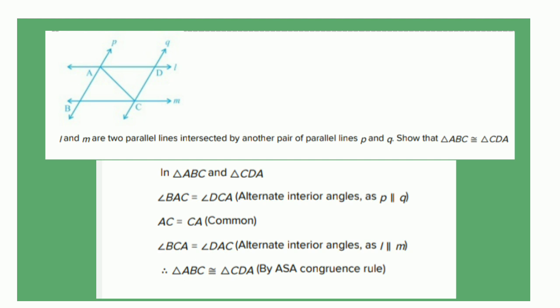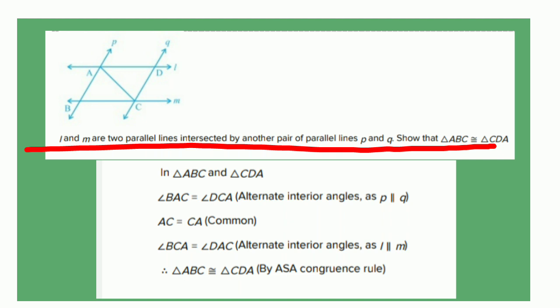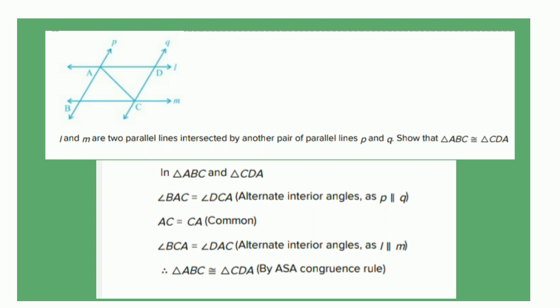Then one more question. L and M are two parallel lines intersected by another pair of parallel lines P and Q. Show that triangle ABC congruent to triangle CDA. For this, we have to consider triangle ABC and triangle CDA. Here the question is given that L and M are parallel lines and P and Q are also parallel lines. Then there is AC, a diagonal, and we have two triangles, one is ABC and one is CDA. So we have to prove these two triangles are congruent.